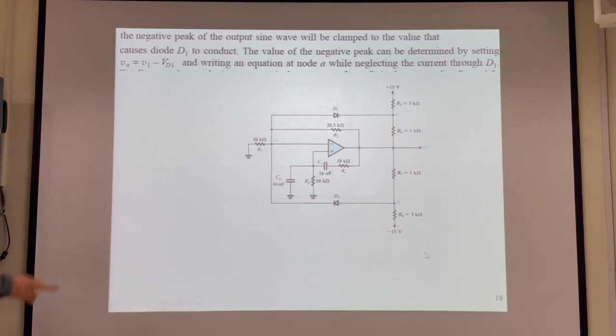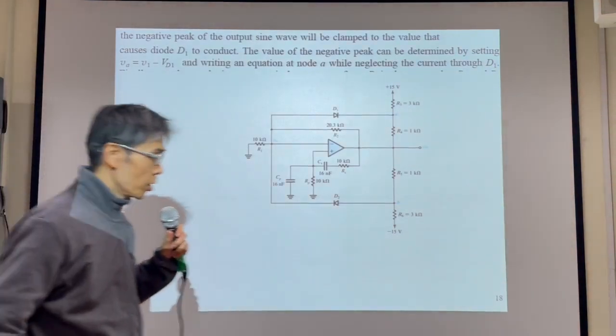Okay, Kumil, could you read this? Yeah, the negative peak of the output sine wave will be clamped to the value that causes diode D1 to conduct. The value of the negative peak can be determined by setting VA equal to V1 minus VD1 and writing an equation at node A while neglecting the current through D1.